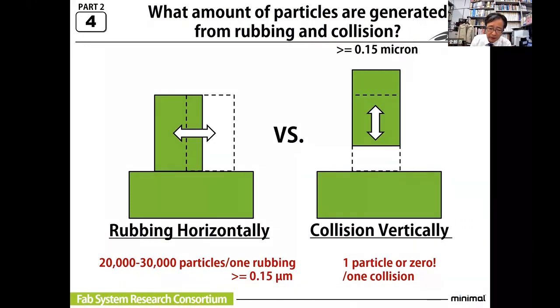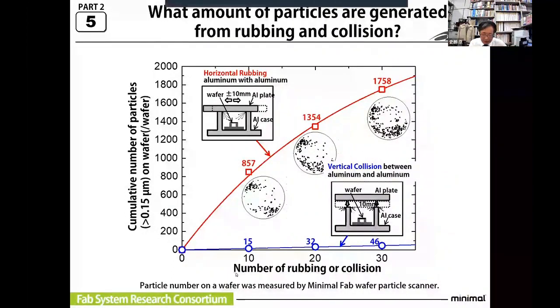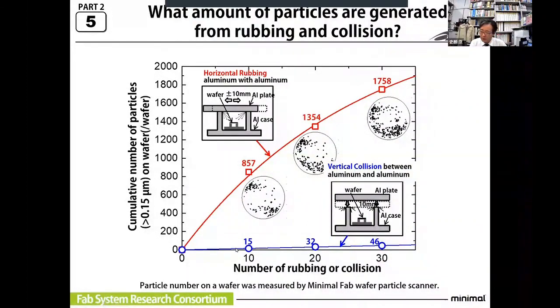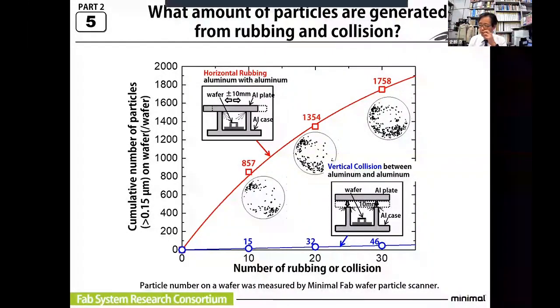Unbelievable. This is the detailed experiment graph. The horizontal axis is the number of rubbings or collisions, and the vertical axis is the cumulative number of particles observed on a wafer. Please look at the vertical collision, depicted by the blue line. For 10 collisions, the resultant observed number of particles is 15 particles per 10 wafers. So 1.5 particles per wafer is the result, as I said.